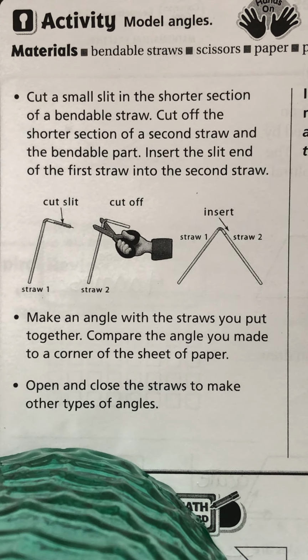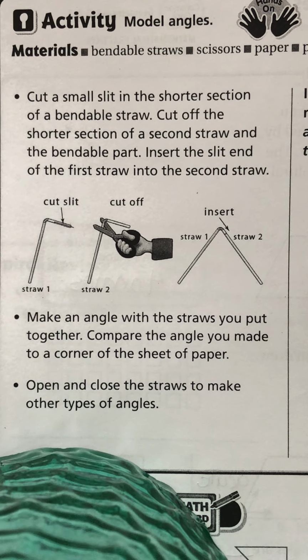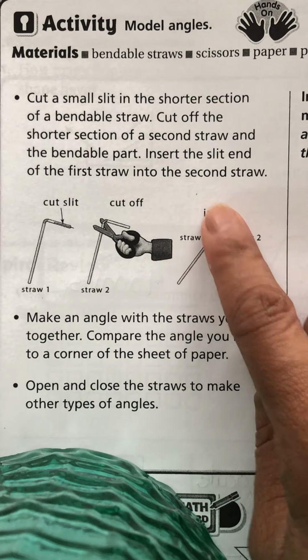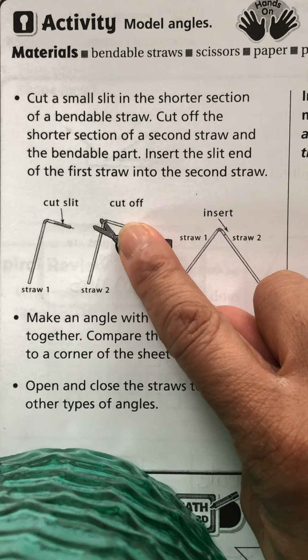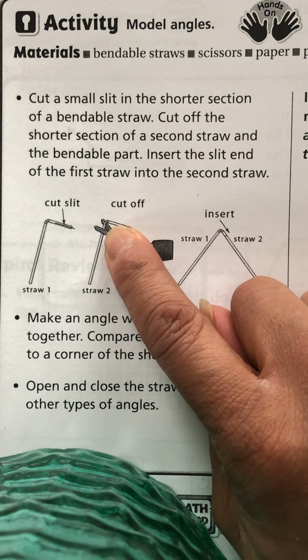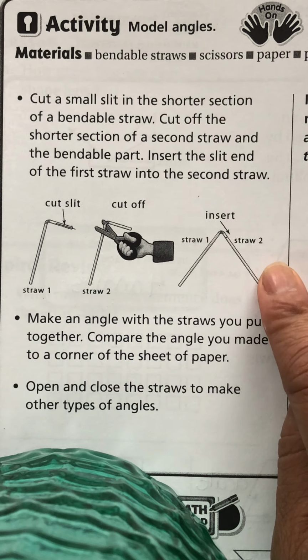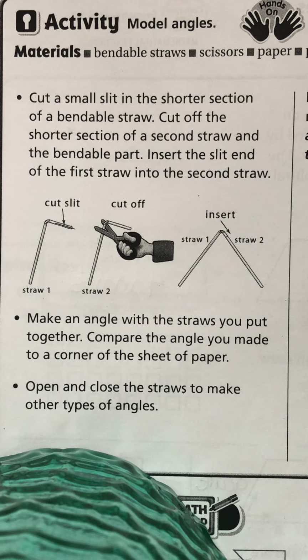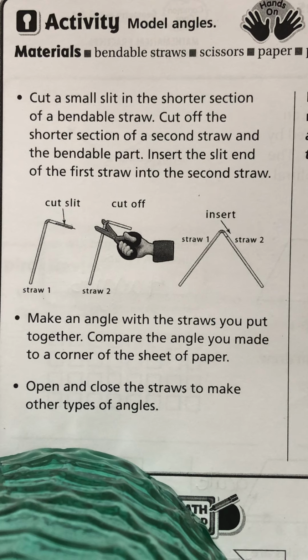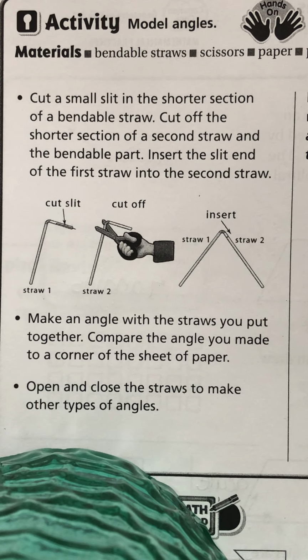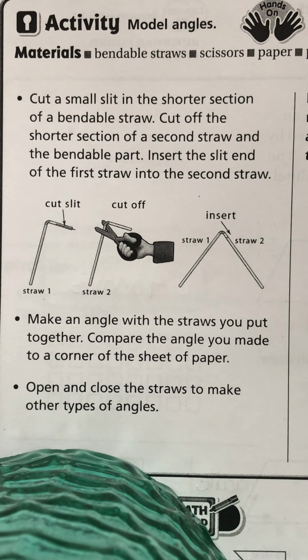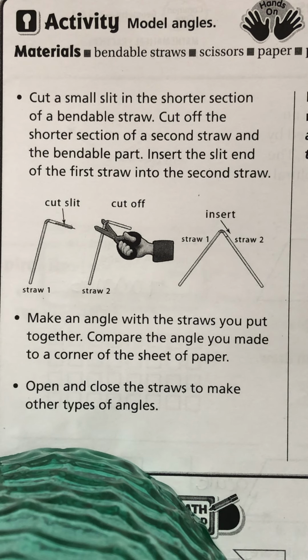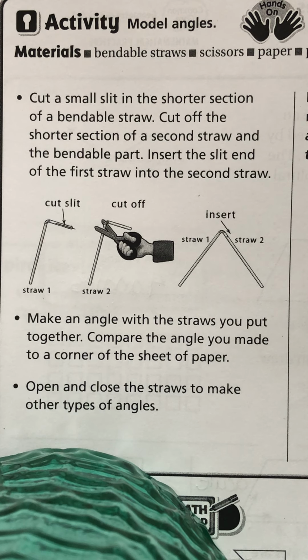But anyway, you're supposed to take two of them and make an angle. That's what they want you to do. They want you to feed the two together after you cut a slit into one of them, and then cut off the top of a second one, and then put them together to make an angle, so that you can practice looking at the different angles that we're going to be talking about. Right angles, obtuse angles, acute angles. So it says it right there. Make an angle with the straws you put together. Compare the angle you made to a corner of the sheet of paper. Open and close the straws to make other types of angles.